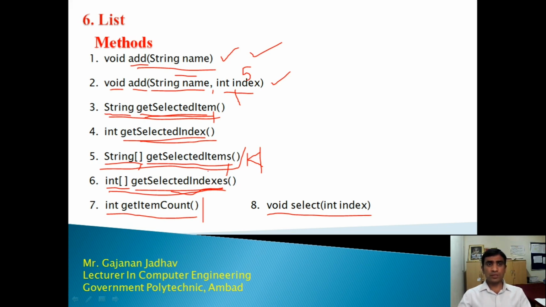So in this way you can create a list control, and you can use its methods, right? Now hope you have understood how to create a list, how to make single selection, how to make multiple selection, and how to use methods of a list control on an applet as well as on the frame. Thank you.